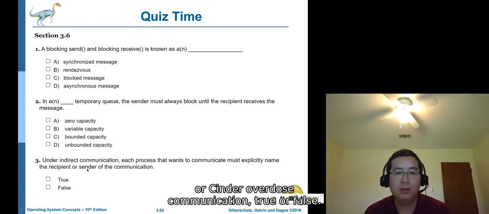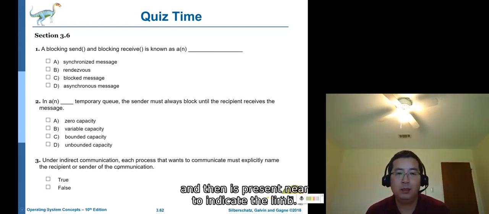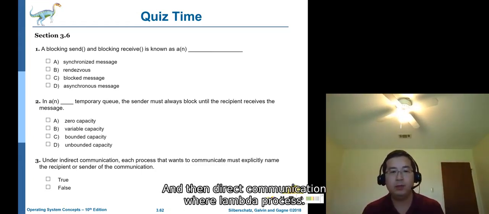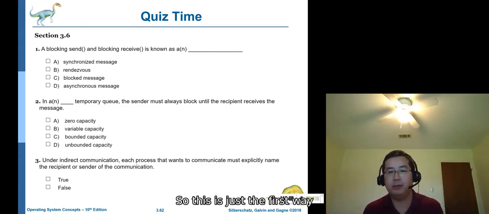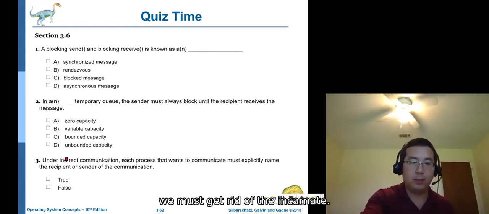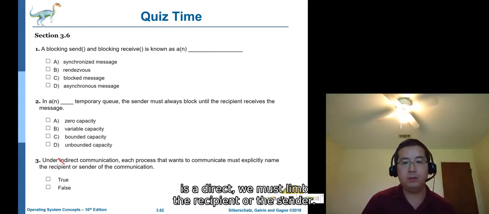And then next one: under indirect communication, each process that wants to communicate must explicitly name the recipient or sender of the communication, true or false. So this one we mentioned about indirect communication. Indirect uses a mailbox, and direct communication names the process. So this is just the reverse. We must get rid of the 'in': it is direct. We must name the recipient or the sender.